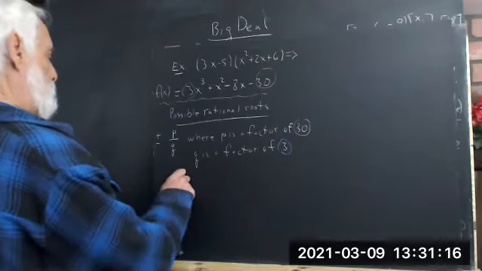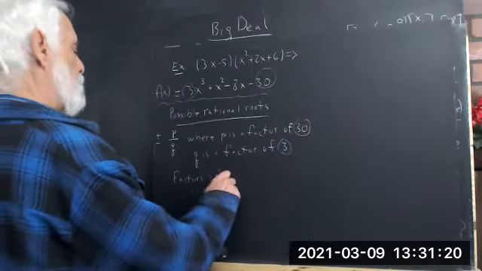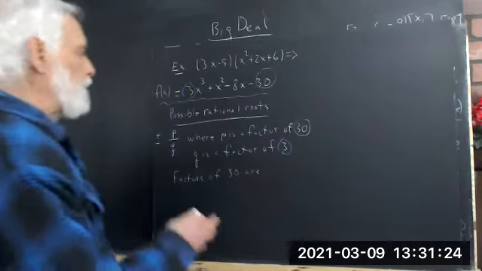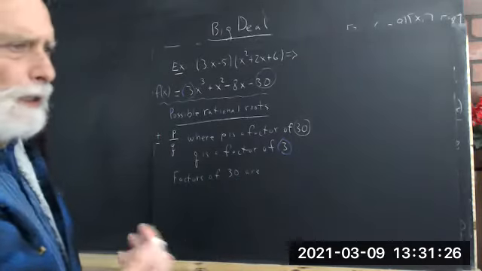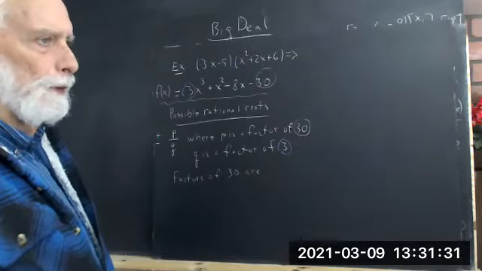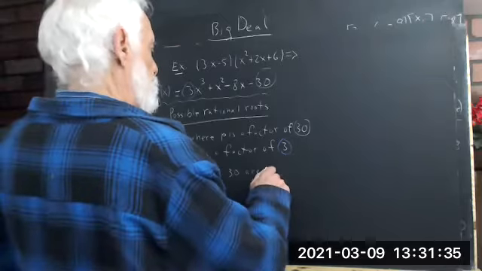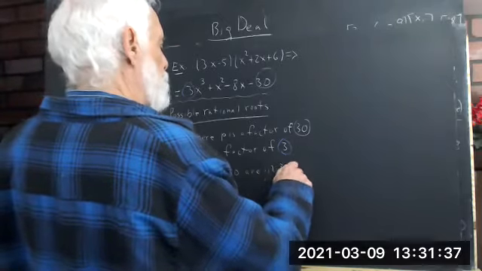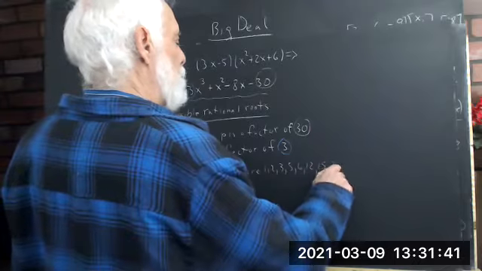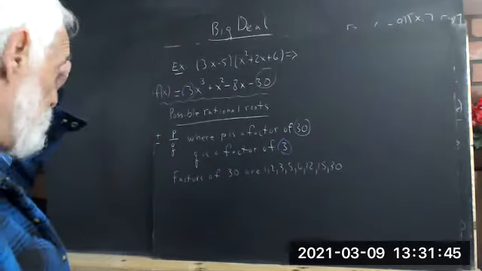And when I say factors of 30, I'm not writing out integer factors, but I mean whole number factors or integer factors, okay? Factors of 30 are 1, 2, 3, 5, 6, 12, 15, and 30. I don't think I missed any.